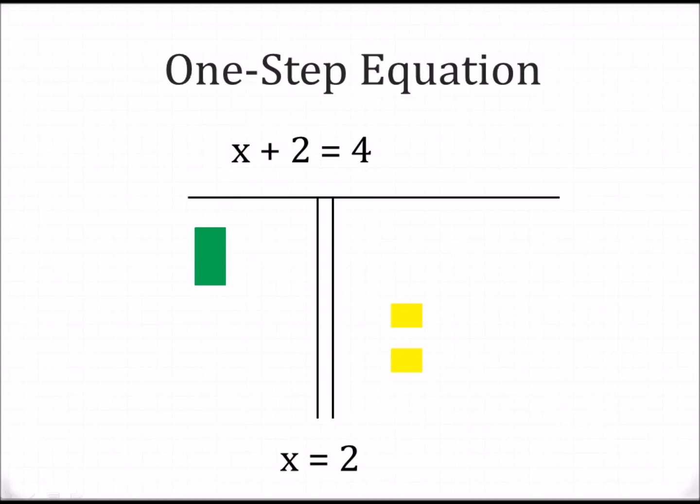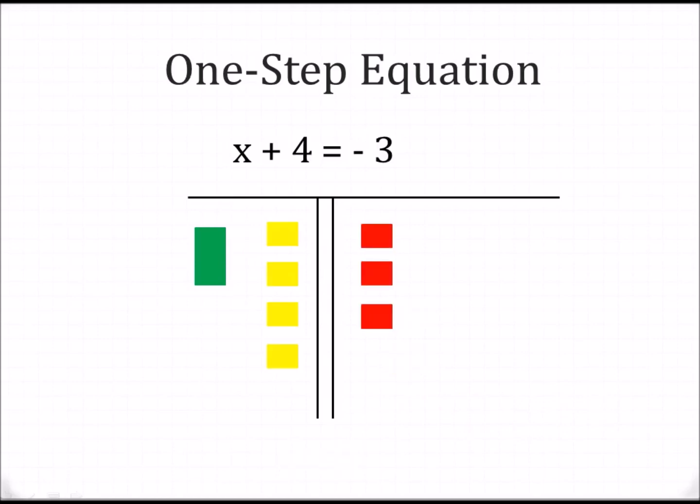Okay, let's try another example. We have x plus 4 equals negative 3. Again, this is the model for the x. Plus 4 is positive 4 right here. This is equals. And then minus 3 is this part right here, the negative 3. So now let's bring our yellow, the positive 4, over to the other side of the equal sign. When they cross over the equal sign, they're going to change signs from positive to negative. And so now you have x equals negative 7 as your final answer.